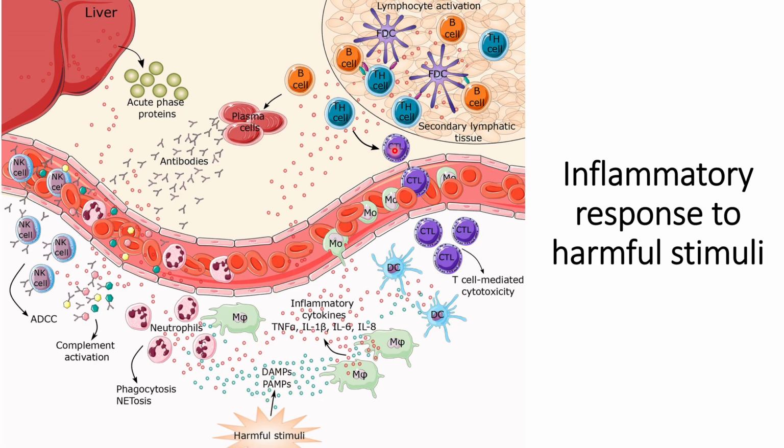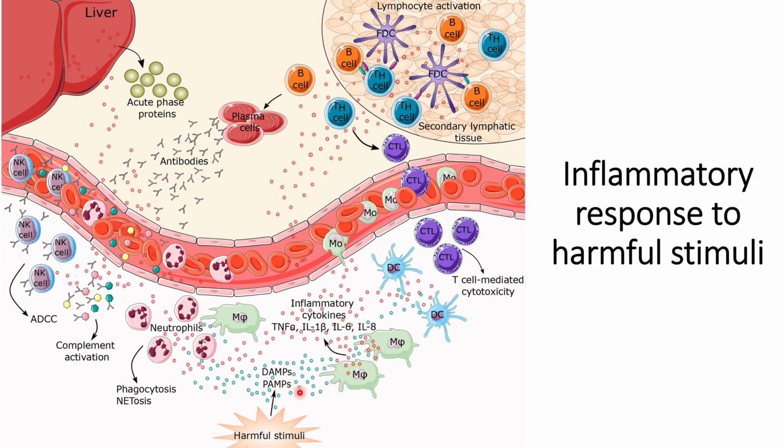And when it comes to the T cells, the T cells will get activated and then cause T cell mediated cytotoxicity. And at the same time, the secondary lymphatic tissues will generate more B cells and T cells, so that the ADCC and T cell mediated cytotoxicity will continue to occur until the DAMPs and PAMPs which are released by the harmful stimulus start to go down.